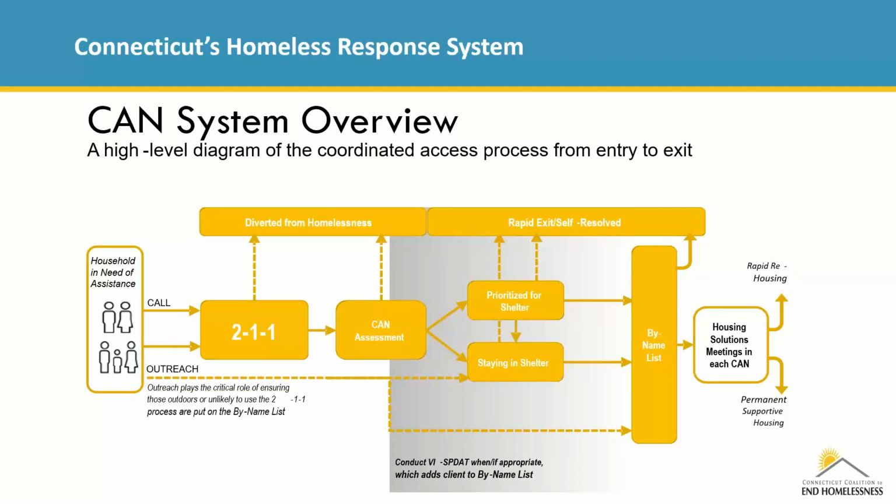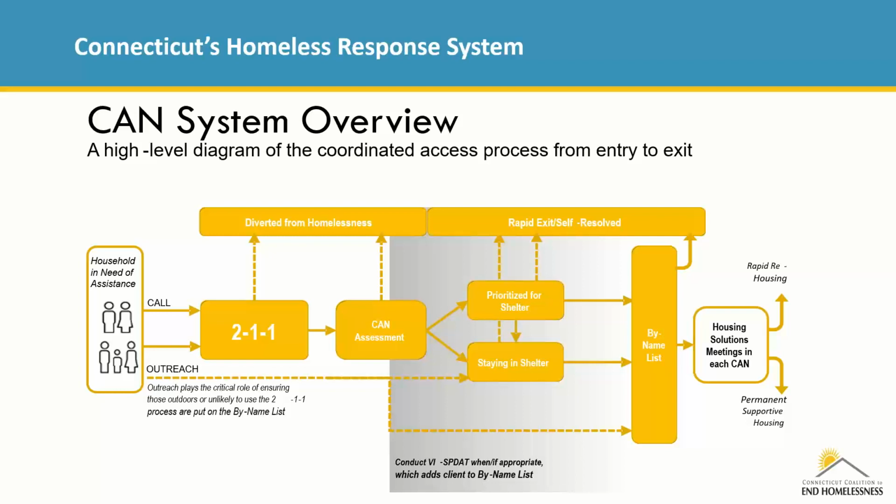So this slide is important to explain the Connecticut homeless response system. It's an overview of the Coordinated Access Network. So when we speak of CAN, that is an acronym for Coordinated Access Network. And our state is broken up into 7 regions across the state. The next slide will show you those regions specifically. So we have one hotline across the state for anybody that is either experiencing homelessness or is on the brink of homelessness that is in need of assistance. That hotline is 211. So anybody that needs help can reach out by calling 211.